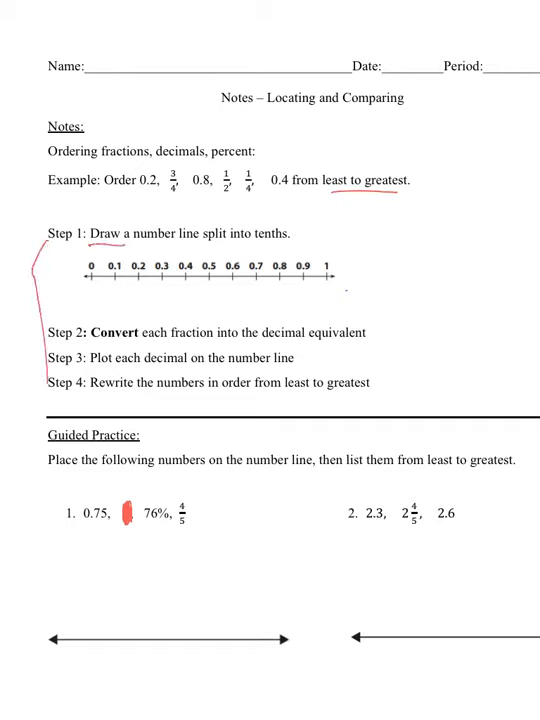Step 1 is to draw a number line. Step 2 is convert fractions into decimals, and you know that you're going to divide them. Step 3 is to plot the decimals on the number line. And step 4 is write the numbers from least to greatest.